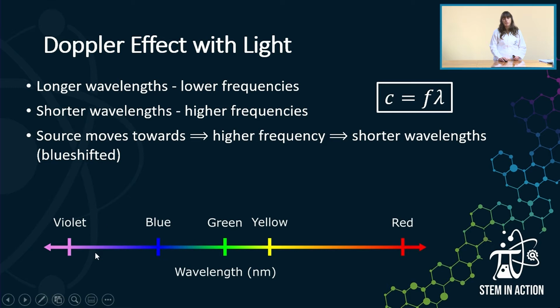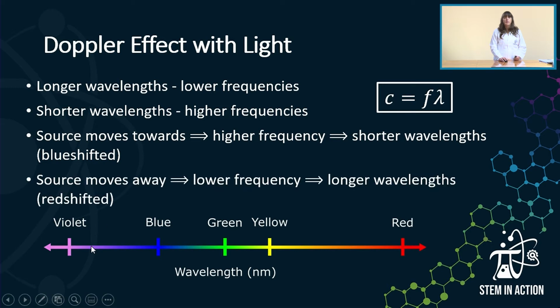it blue shifted. Whereas if the source moves away, then it results in a lower frequency, and so we have longer wavelengths, and so the light is red shifted, which is on this end of the spectrum. Astronomers use this fact to determine whether stars are moving away or towards us.